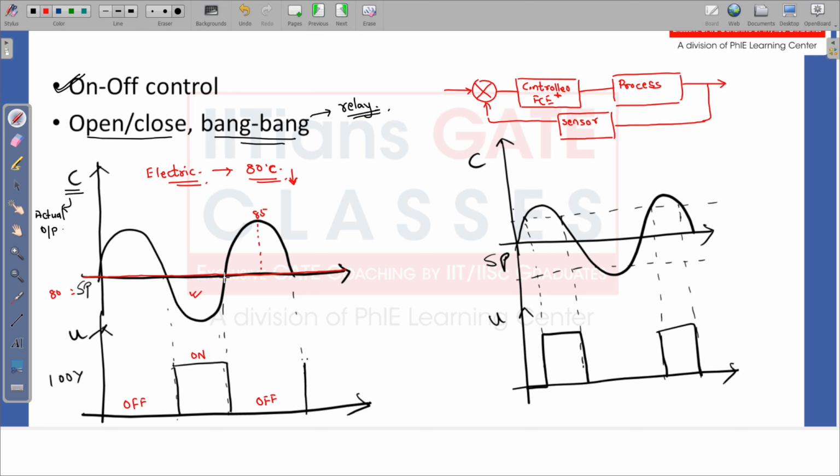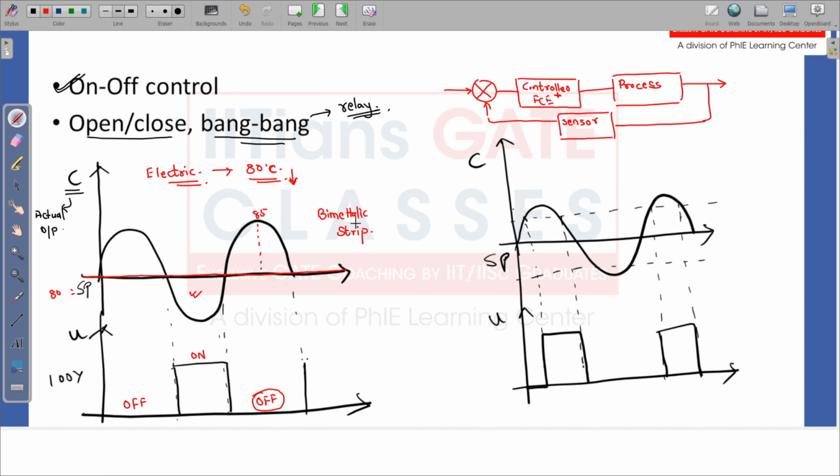From 80, the moment it crosses 80.1, the bimetallic strip will bend, and my circuit will break and no current will flow through your press. So heating will continue up to 85, but your final control element is actually off. So in this electric press, my final control element is the bimetallic strip.